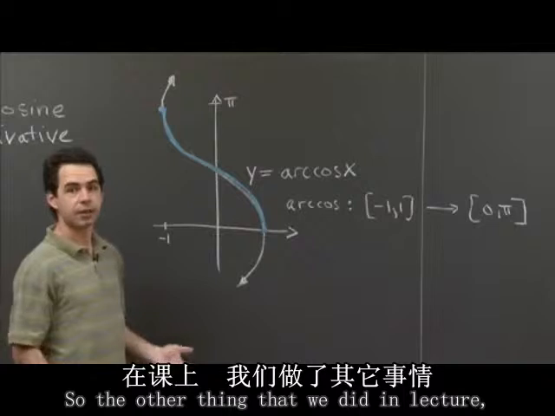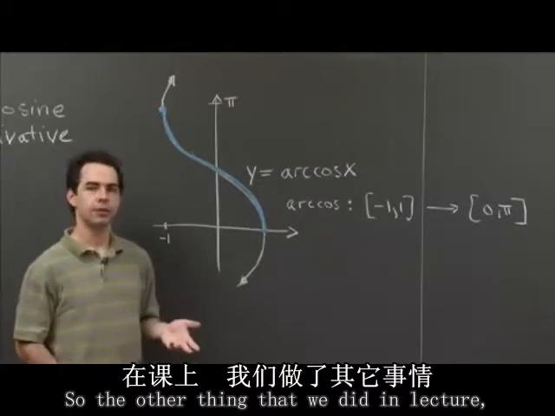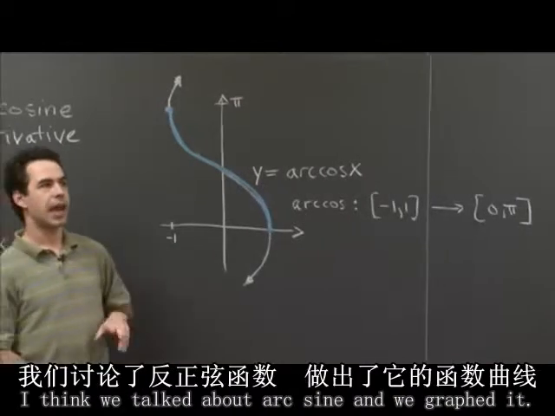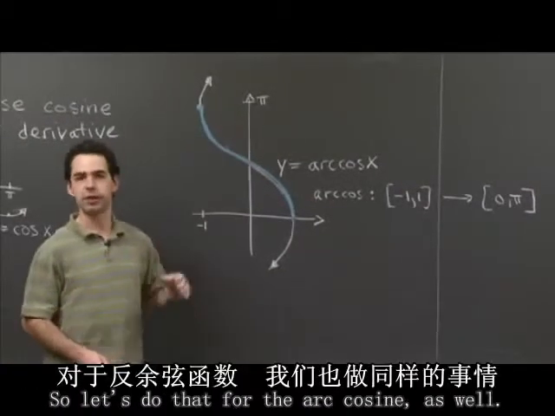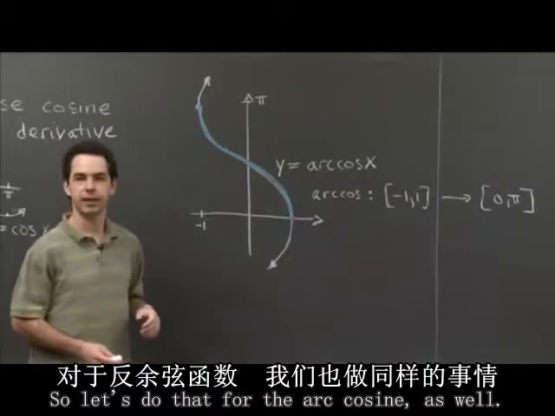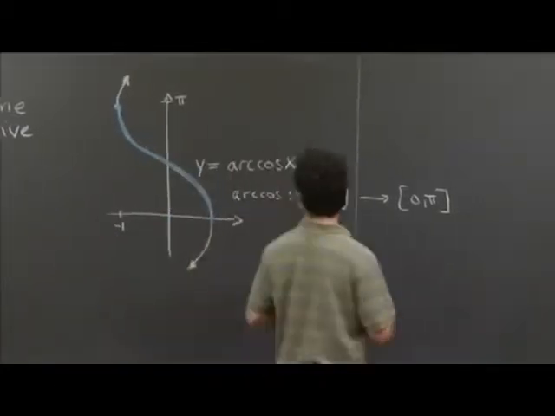So the other thing that we did in lecture, I think we talked about arcsine, and we graphed it, and we talked about arctan, and we graphed it, and we also computed their derivatives. So let's do that for the arc cosine as well. So what have we got?